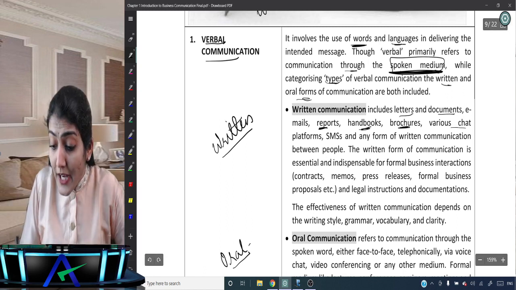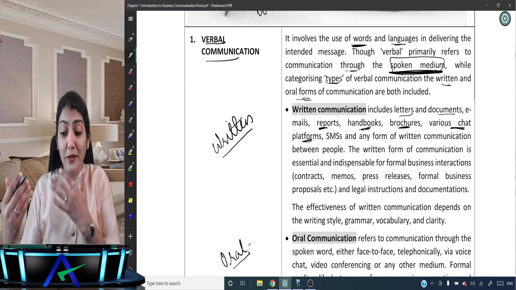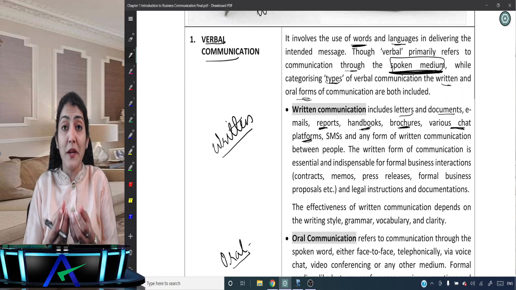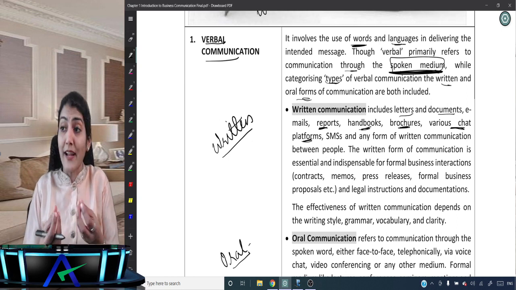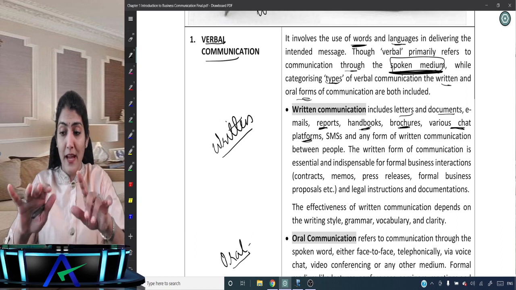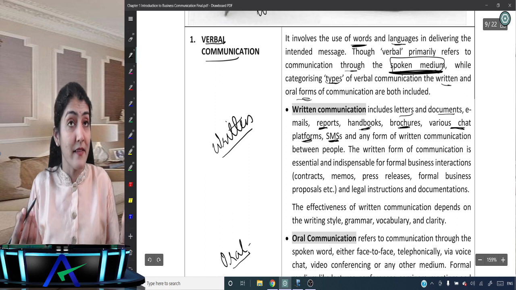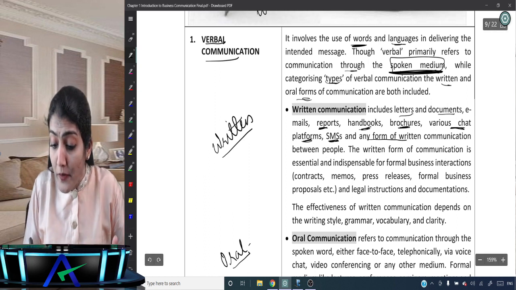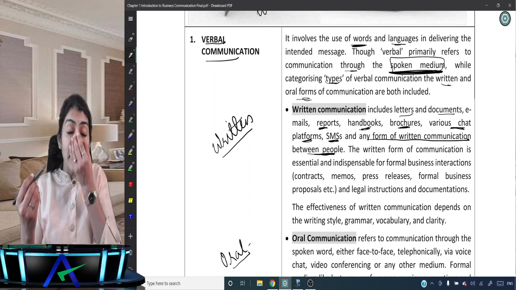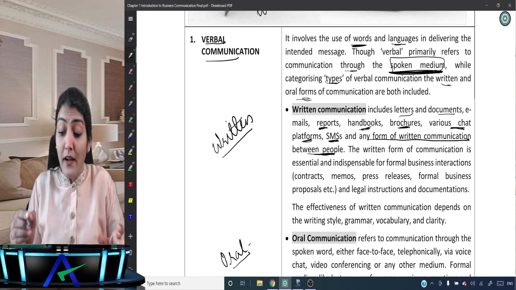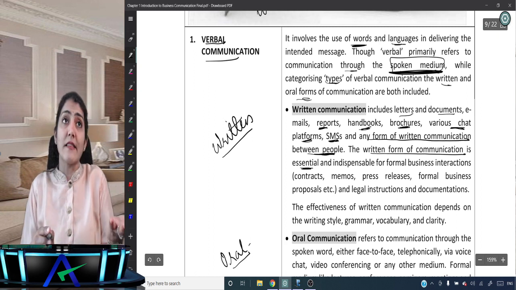Then various chat platforms, like WhatsApp and Telegram, which are the new types of chat platforms wherein you keep on typing. That means writing, but writing electronically, like typewriting on the keyboard. Also SMS, the short message service, and any form of written communication between people. The written form of communication is essential.